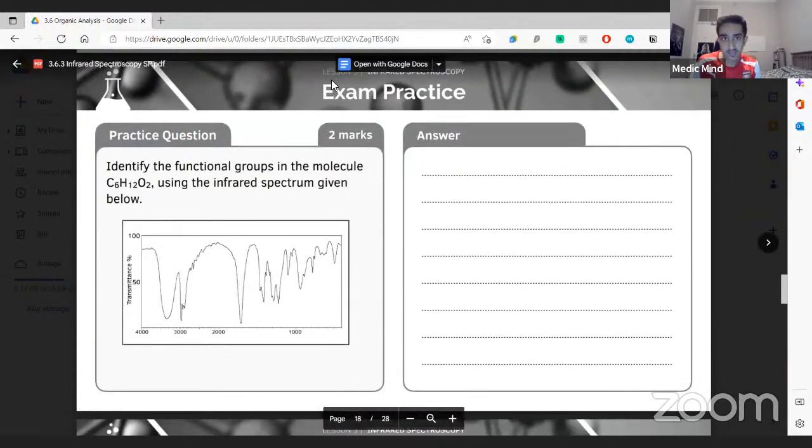Okay, let's have a go at this together. So if you want to put it in the chat, what are your thoughts on the functional groups in this molecule?